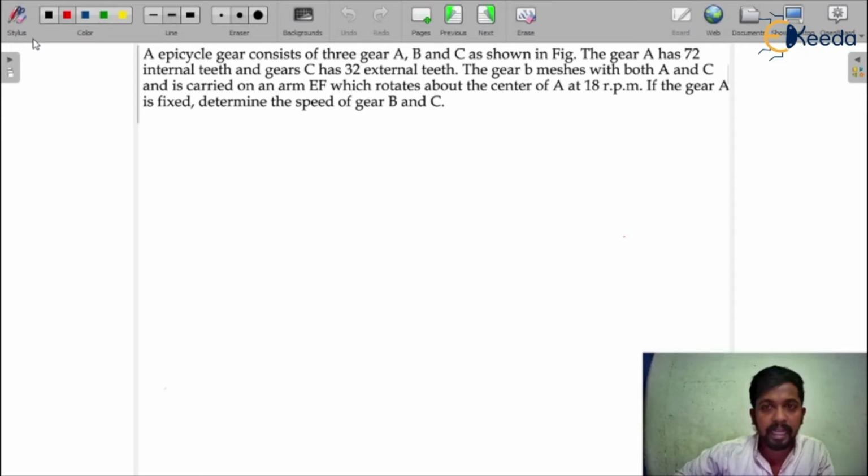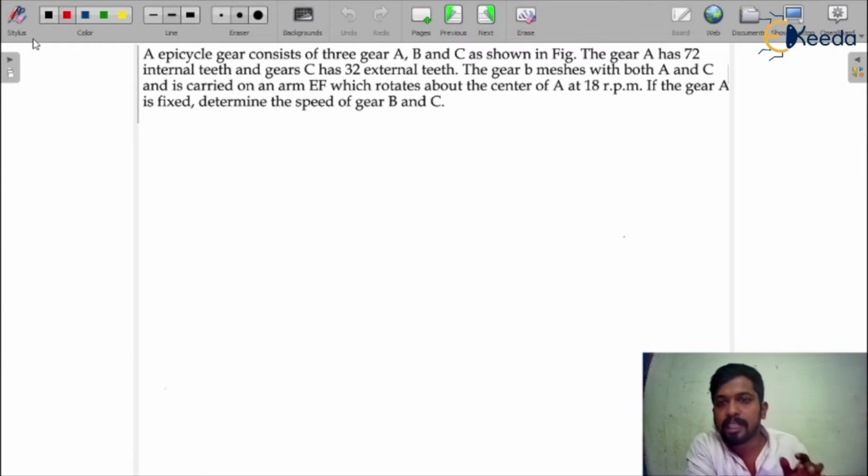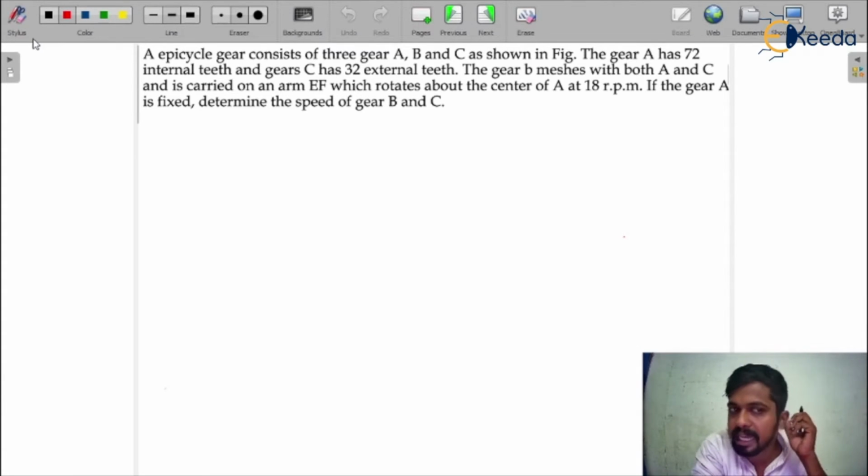I am repeating that gear A has 72 internal teeth and gear C has 32 external teeth. Gear B meshes with both A and C and is carried on an arm EF which rotates about the center of A at 18 rpm. If gear A is fixed, determine the speed of gears B and C.